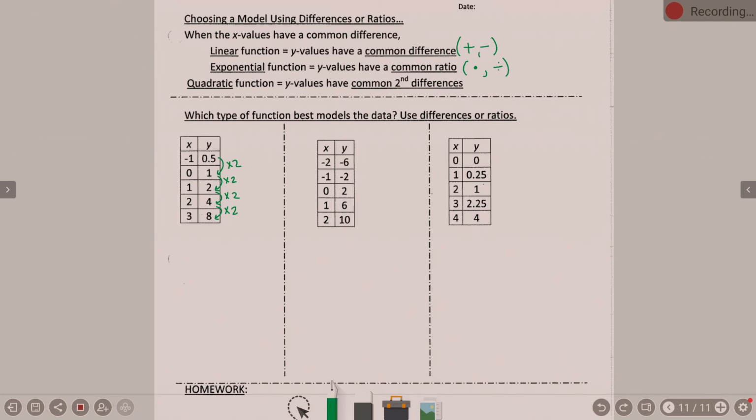So we just multiplied by the same number every time, right? Which means there is what is called a common, do you remember what the word was? Ratio. Common ratio. If it's a common ratio, this is what? Exponential function. Okay, exponential function, right?